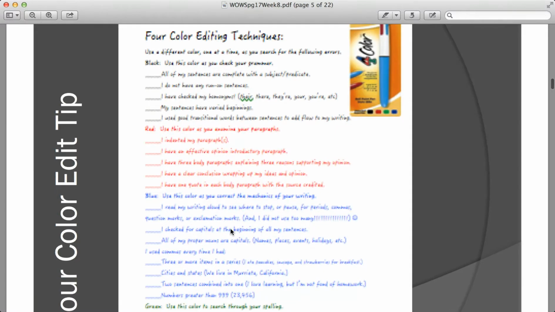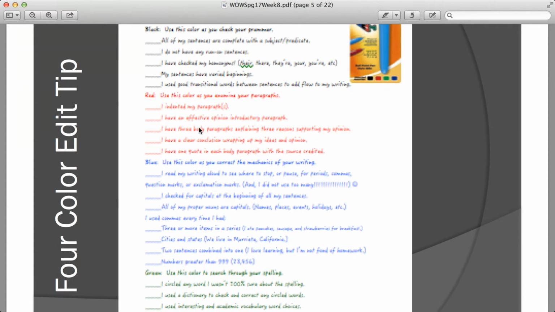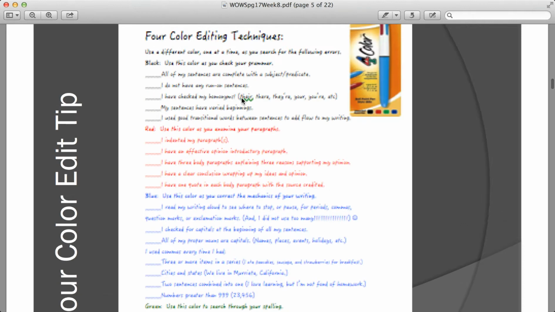I'm going to be emailing this to you. It's one page and it's colorful. Scroll down. See, we've got black, red, blue, and green sections on this one sheet of paper. This is called the 4-color editing technique. I did not come up with the idea of using these great 4-colored pens to do editing. I learned it from some teacher at some point. But I've created my own checklists through the years. I always adapt them to what we might be working on, and so I've created one this time to help you with an opinion paper.